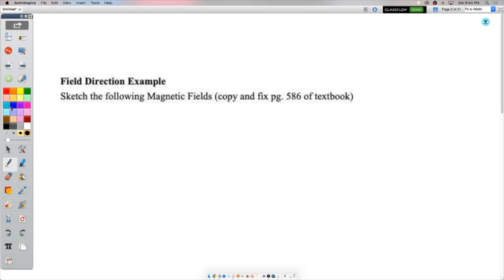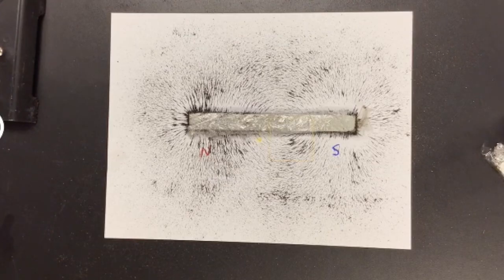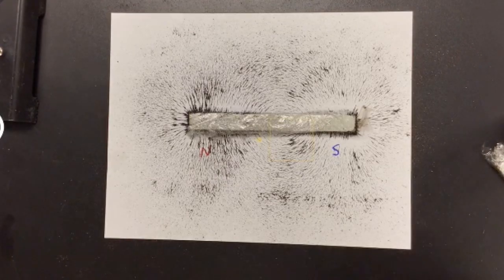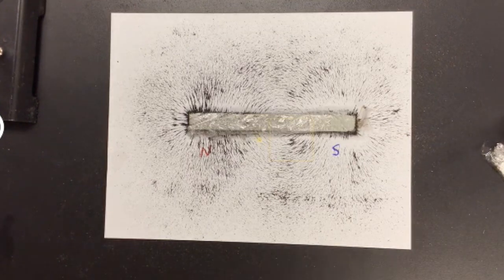Okay, so let's just do these for real. If you want to open page 586 of your textbook, you can follow along as we go. But just looking at the shape, or the quote unquote shape, and the direction of the magnetic field. Remember, for direction, we're going to need a test magnet. We'll use a compass.